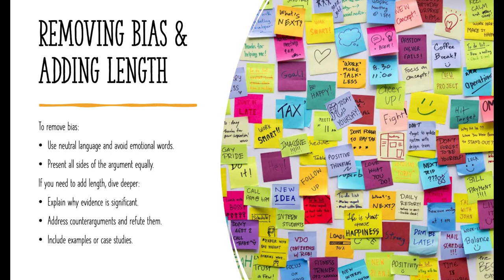When writing your research paper, it's important to present information in an objective and fair manner. Here's how to remove bias. First, use neutral language. Avoid emotional or charged words that could sway your reader's opinion. Stick to factual, straightforward language to present information clearly. Present all sides of the argument equally. Ensure you give fair attention to different viewpoints, not just the one you agree with. This demonstrates critical thinking and shows you've considered various perspectives.